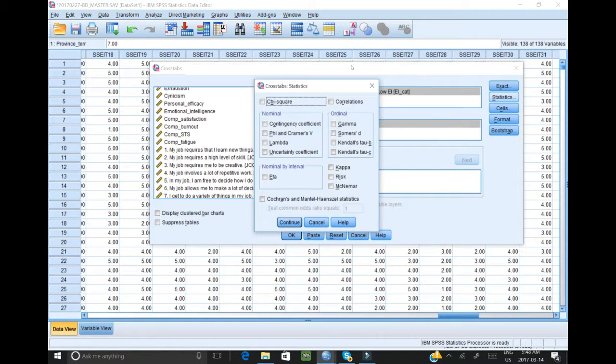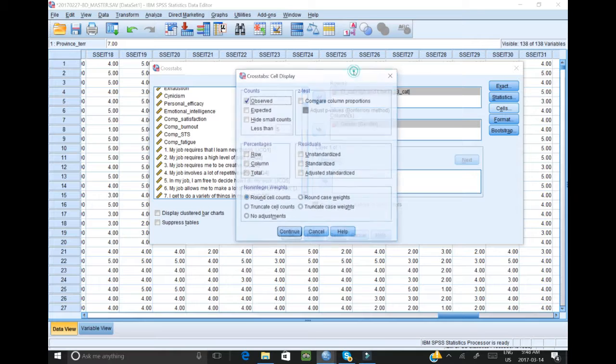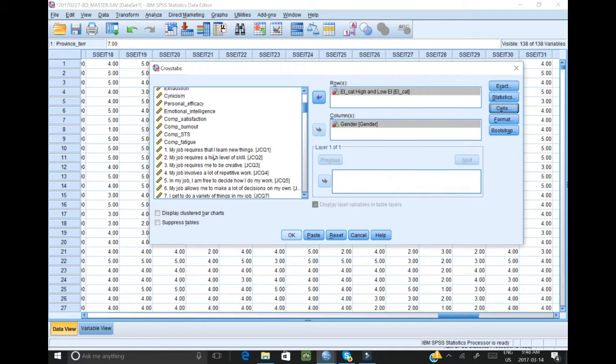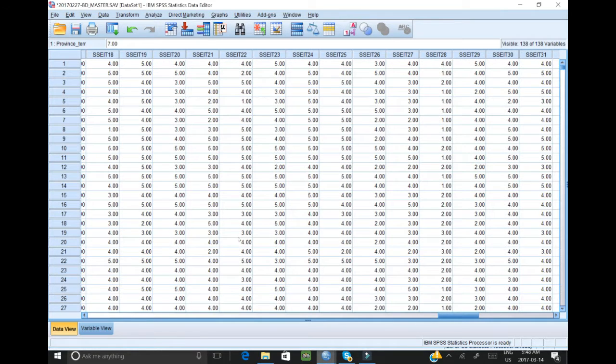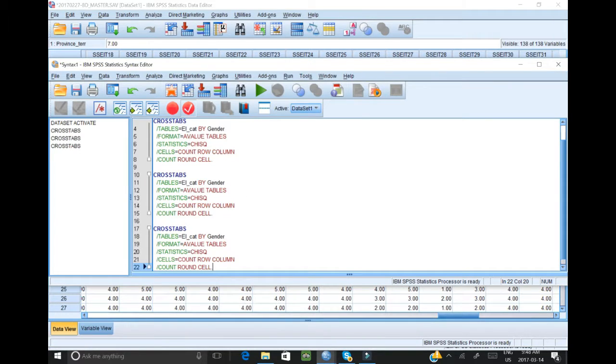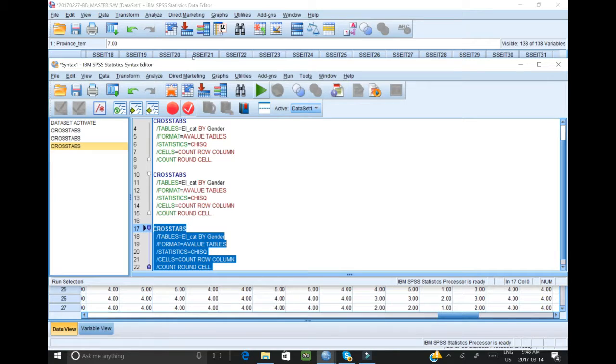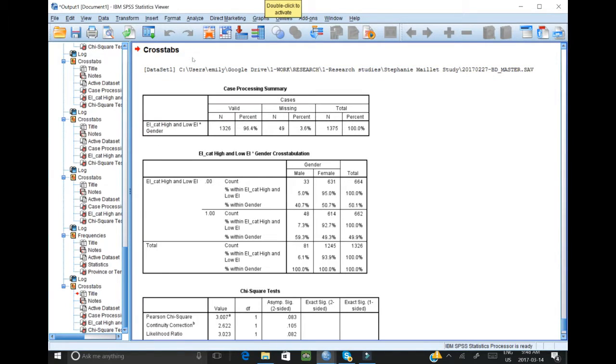So we're going to go to Statistics, find our chi-square, continue, and then we're going to find our percentages for row and column, continue, and I like to save my syntax, so I will press paste and open my syntax file where it keeps track of everything, and click the green arrow to run it.